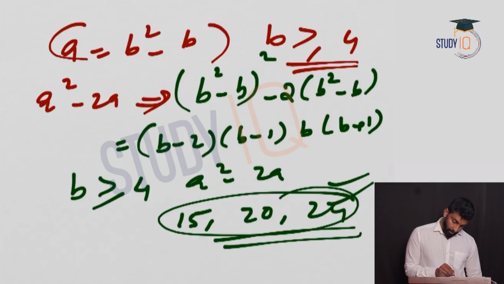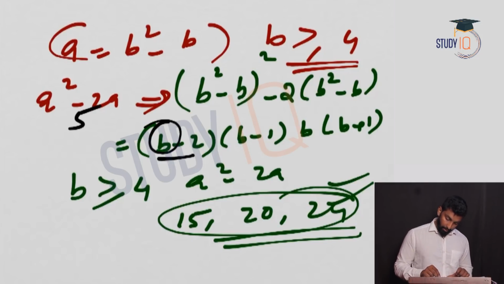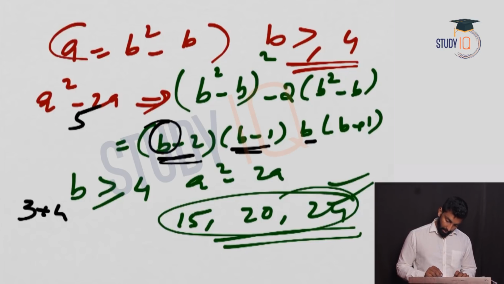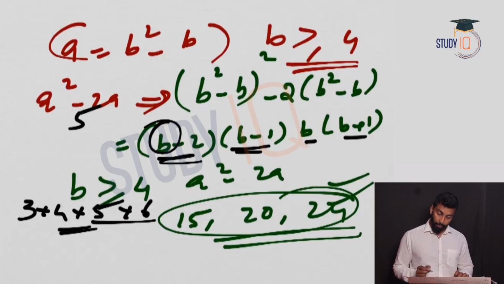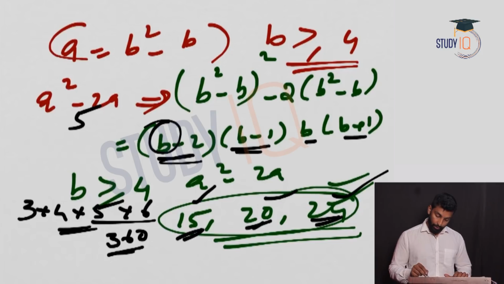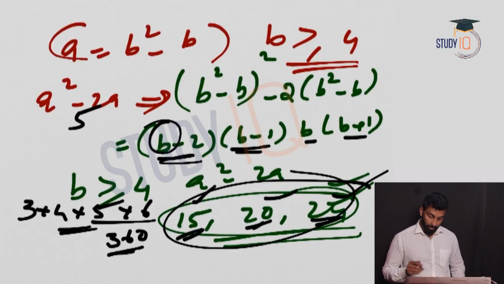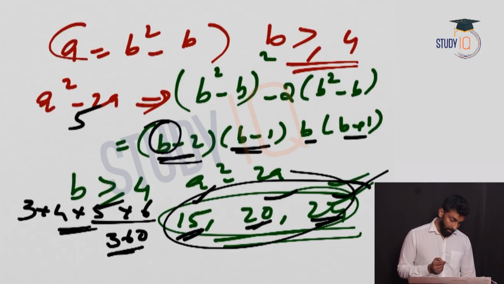If you want, just substitute b as 5. You will get b minus 2, that is 3, b minus 1, that is 4, b is 5, b plus 1, 6. So 30 into 4, 120, 120 into 3, 360. Now 360 is divisible by 20, by 15, and by 24. So that means the number is divisible by all the above. Answer for this question is D.